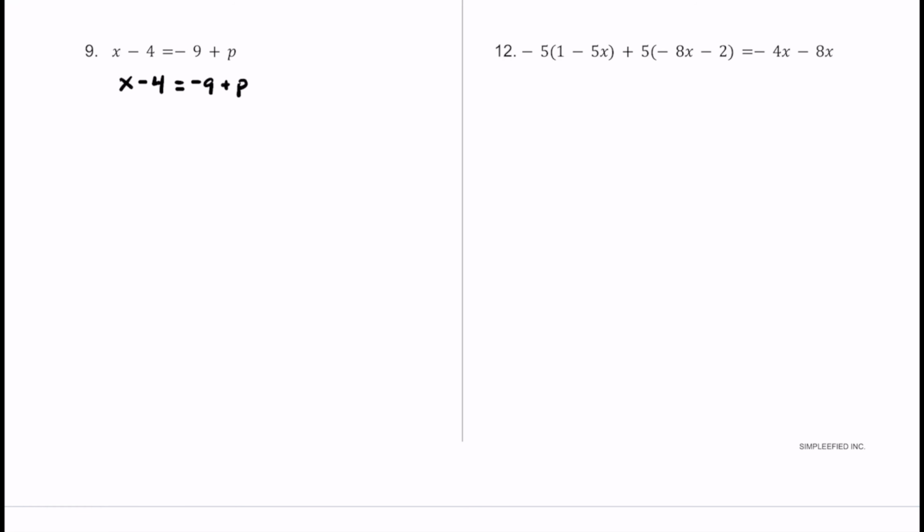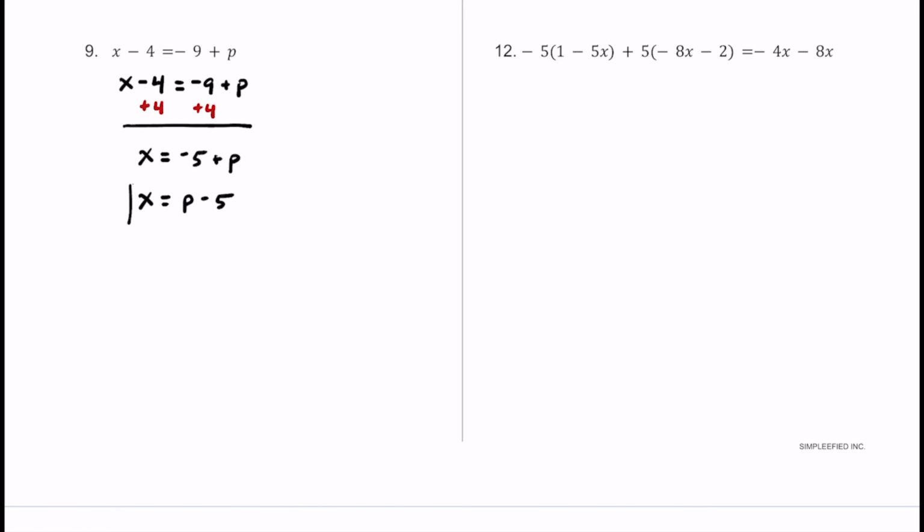We're just going to rearrange this, so we'll keep it very simple here, and go ahead and add 4 to the left side and add 4 to the right side, right? So if we knew the value of p, we could solve for the value of x, but sometimes when we solve equations, we just have to make it in terms of a variable. So on the left side, -4 plus 4 is 0, so we're just going to be left with x. And on the right side, we have -9 plus 4, which is going to be -5, so it would be -5 plus p.